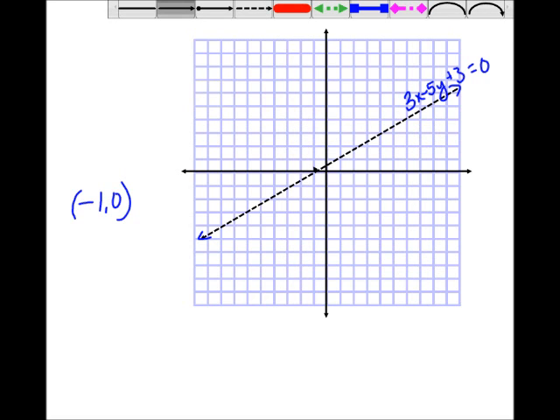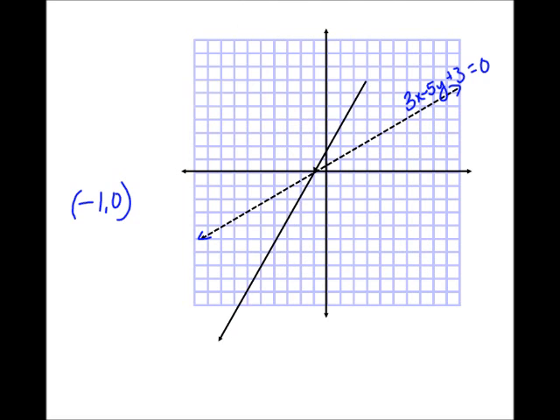The other one, let's see, kind of goes like this, I believe. And that had a slope of 7/4. So this was 7x minus 4y plus 7 equals 0. And the point was negative 1, 0. And you should check that in both equations.